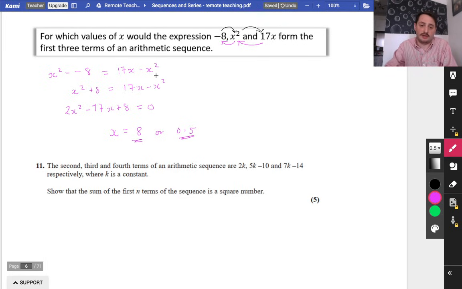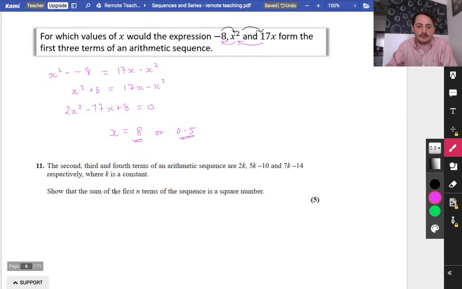You could do it the other way around. You'd just come up with the opposite of this. You'd end up with -8 minus x squared, and you'd come up with x squared minus 17x. But when you put it all on one side, you come up with the same quadratic and the same solutions for this. So here we go.